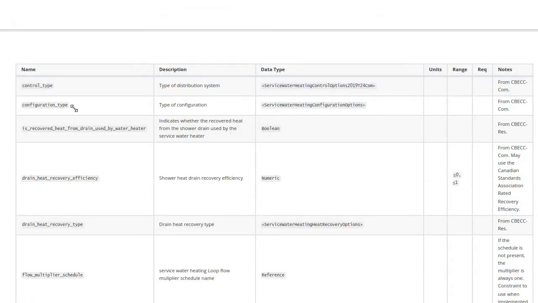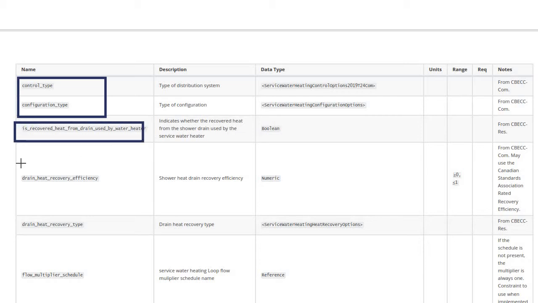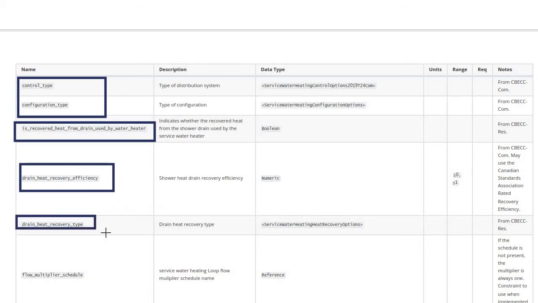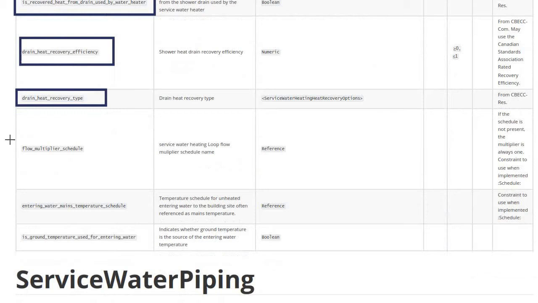There's another enumeration on control type and on configuration type. We'll get to those in a minute. And then there's a couple of things about drain heat recovery. One is whether it's used by the water heater, what the efficiency of the shower drain heat recovery is, and the type of shower drain recovery, which is another enumeration.